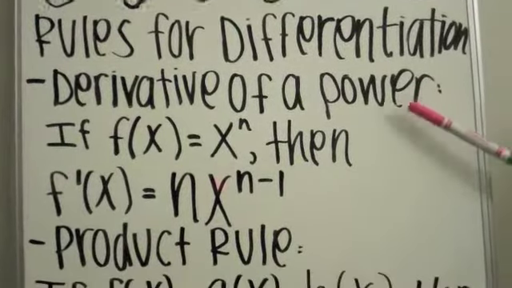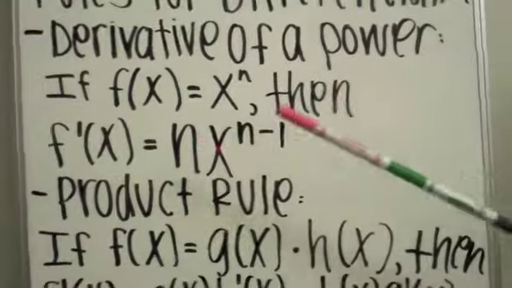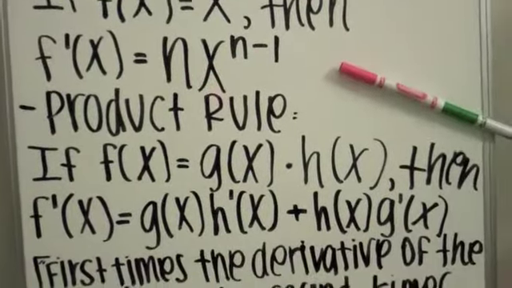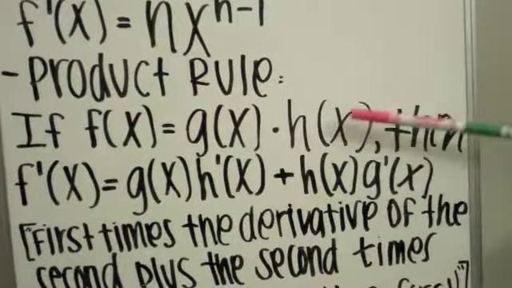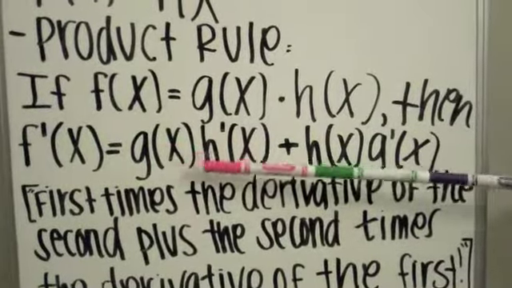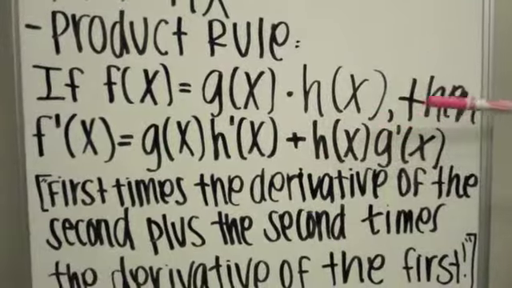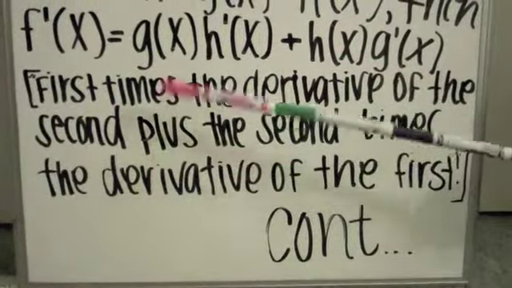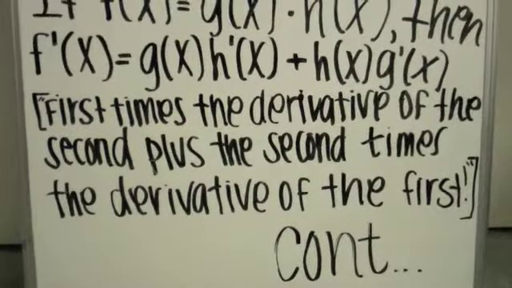Derivative of a power. If f of x equals x to the n, then f prime of x equals n times x to the n minus 1. Product rule. If f of x equals g of x times h of x, then f prime of x equals g of x, h prime of x, plus h of x, g prime of x. First times the derivative of the second, plus the second times the derivative of the first.